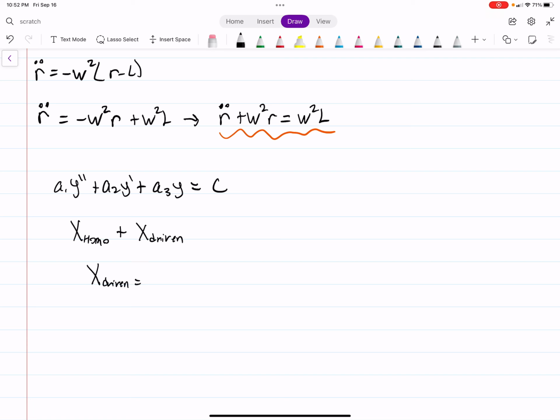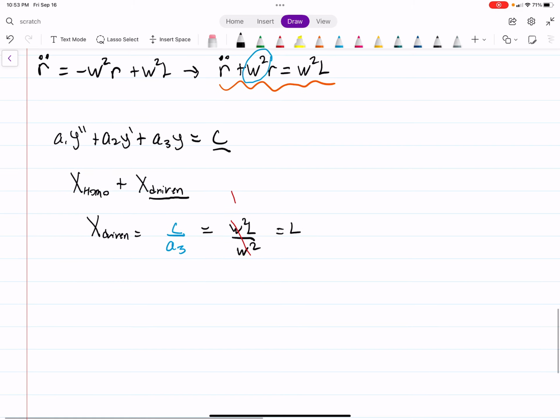The driven value is, you take your constant, which in this case we have c is omega squared L, and then you divide it by the term that's with your just y term. So essentially it'll be, in general, c over a3, and for us, omega squared L over omega squared. Obviously this is just 1, so this term is just L. So that is that part.